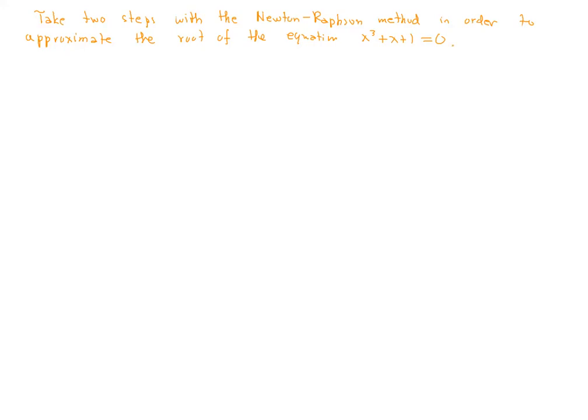Here, different people would start with different numbers. So start with x naught is equal to 0. As I said before, don't expect any miraculous result with two steps. I just want to give one more example of how to set up the Newton-Raphson method. So here's what we need to do.